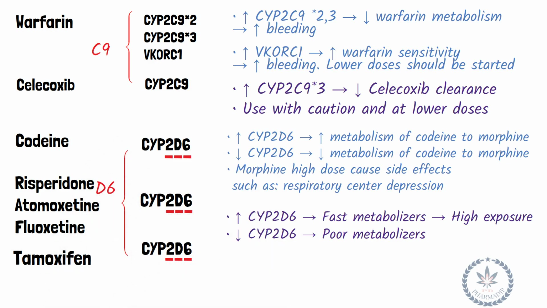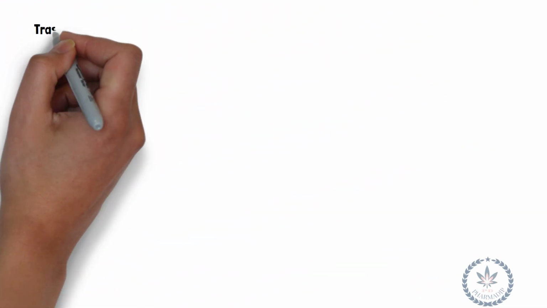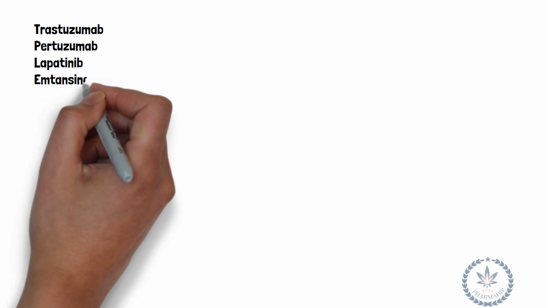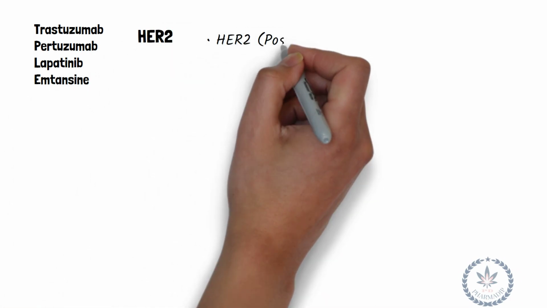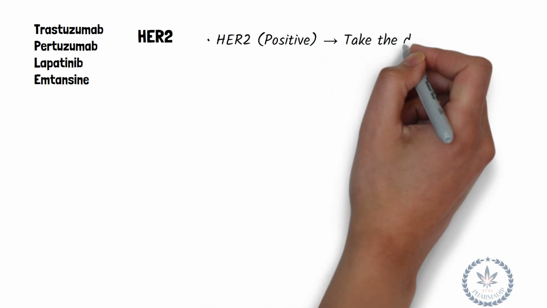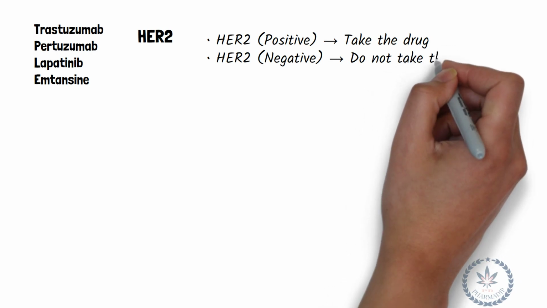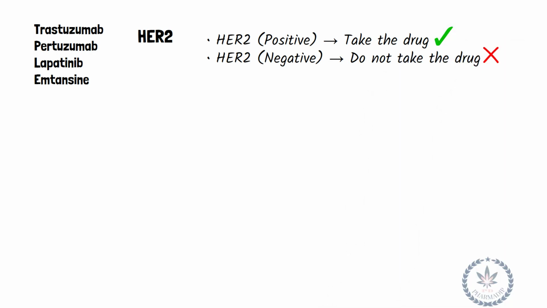These drugs were specific to the CYP2D6 gene. Another class of gene includes HER2. Drugs such as trastuzumab, pertuzumab, lapatinib and emtansine. If an individual is HER2 positive, then take these drugs. If HER2 negative, then do not take these drugs as it shows different or no response.